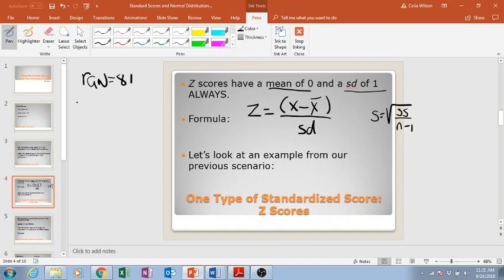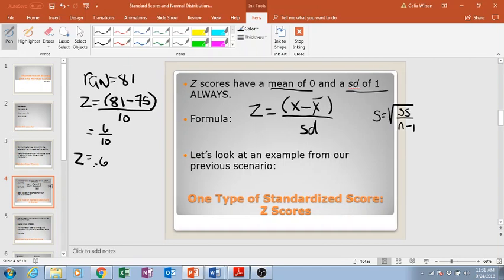I want to convert my raw score to a Z-score. To do that, I'm just going to follow the formula. My score is 81 minus the mean, which I know from the information on the previous slide. They also told me the standard deviation, which is 10. So 81 minus 75 is what? 6, divided by 10. That is 6/10, right? So my Z-score is 6/10, or 0.6.